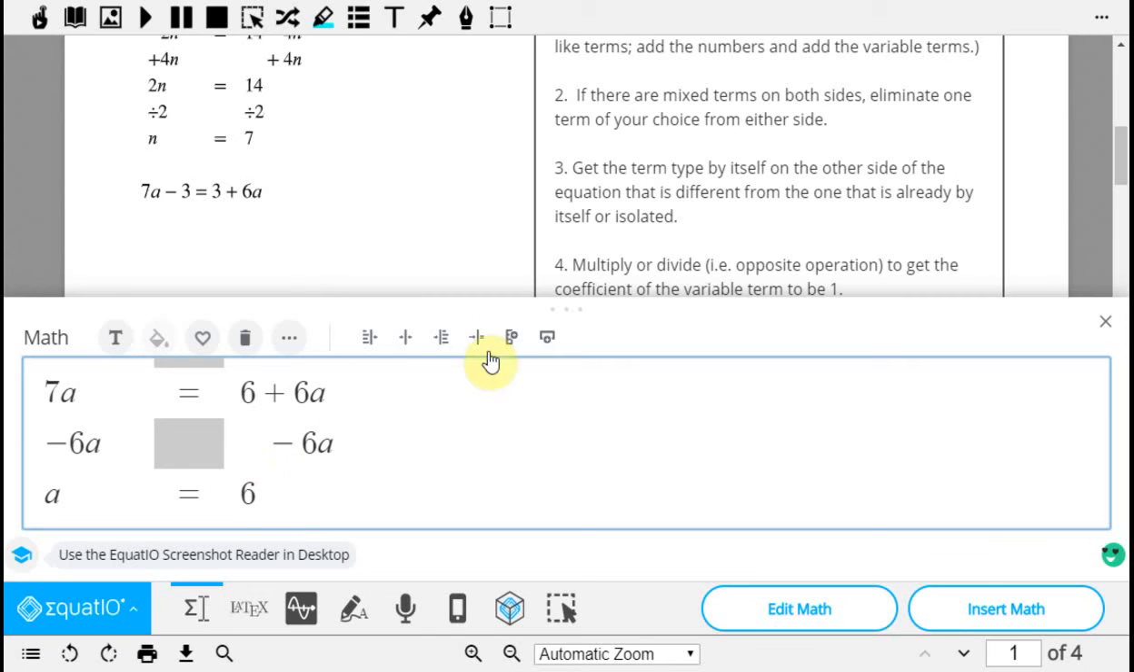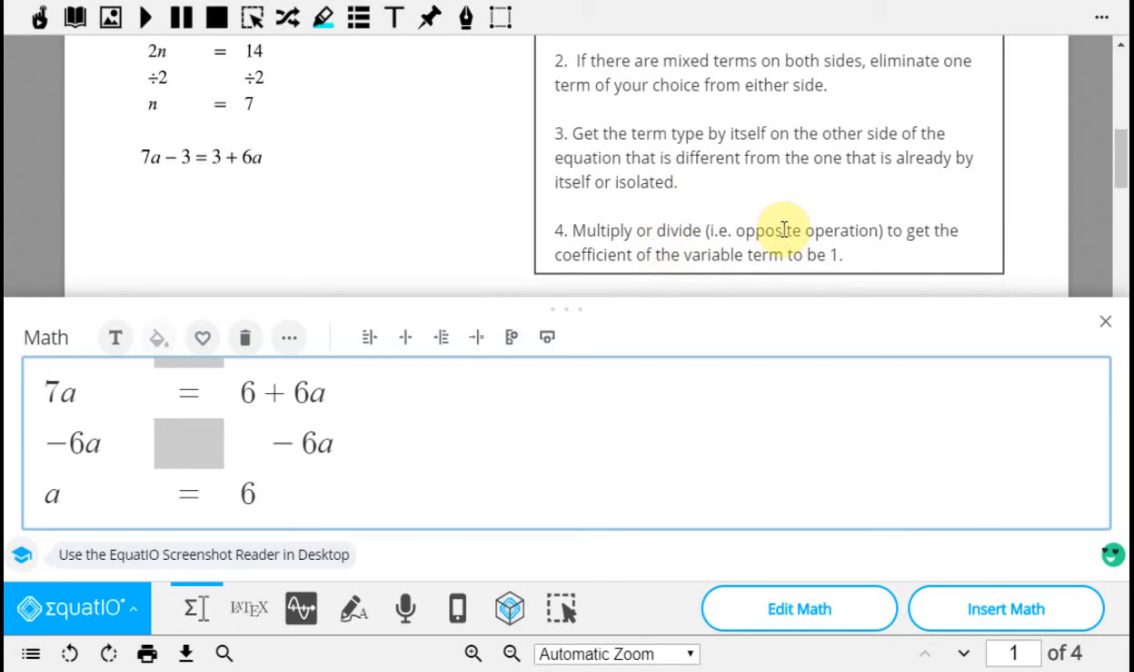And the next step is multiply or divide. Now once again, these steps will not always have to be done. When I look here, I already have a 1a. So the coefficient here is understood to be 1. I don't need to do any more with this. I know the answer for a, it's equal to 6.